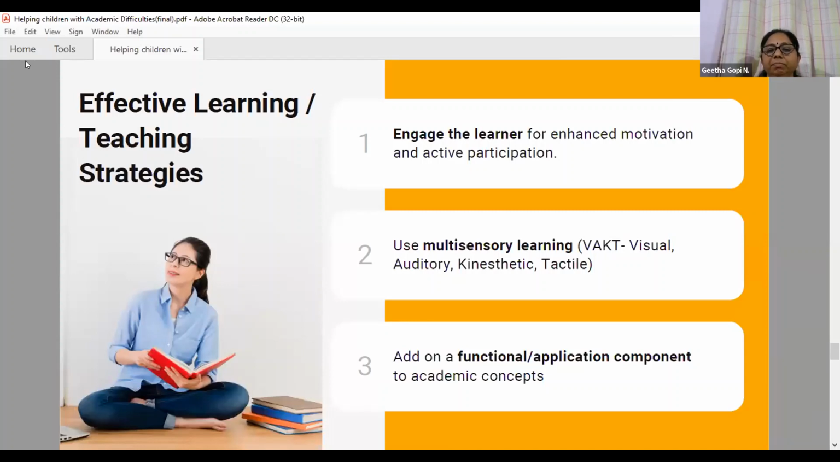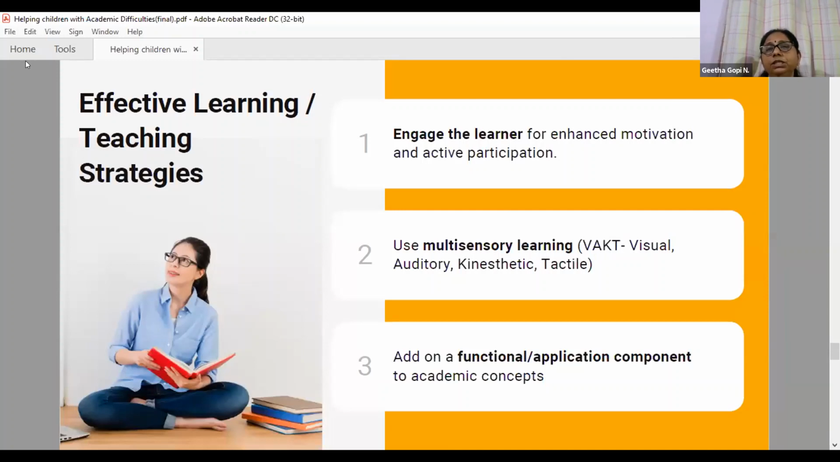Adding a functional or an application component definitely helps, because they get to perform it in the real life situation. Even something as simple as when they're climbing steps, count as they climb. Or if they're learning skip counting, skip count and climb the stairs. So these kinds of things make it fun. Also, you can have simulated situations in the classroom, where you can set up a shop, for example, and have objects, a little simulated shopping experience, where the addition or subtraction you're teaching can relate to an actual shopping experience.